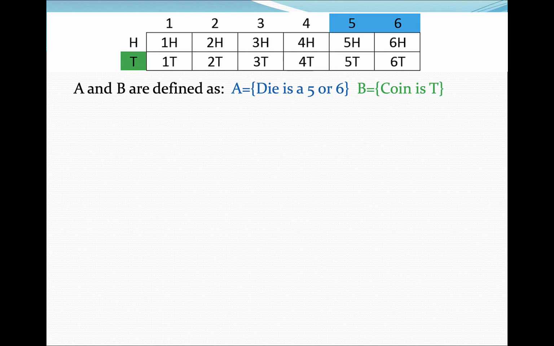The second event defined here is B, which is the coin is tails. The coin is tails, of course, is that bottom row in the table. So we have two events here. A is that the die is a 5 or a 6. B is that the coin is tails. And this is typically how we define events. So once we define events, then we can start calculating probabilities.